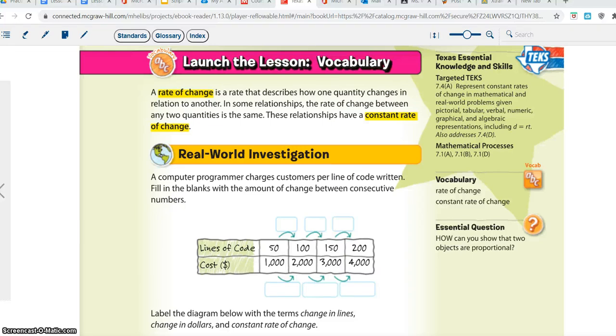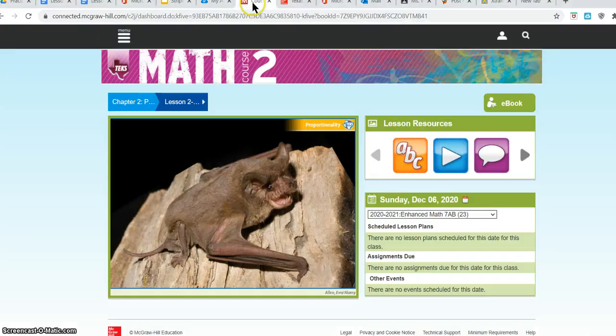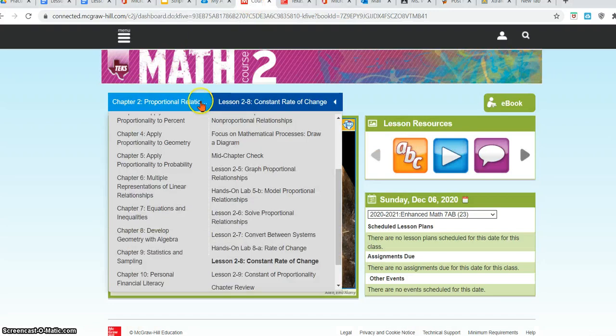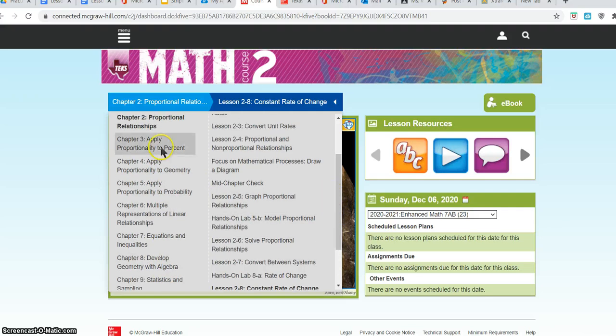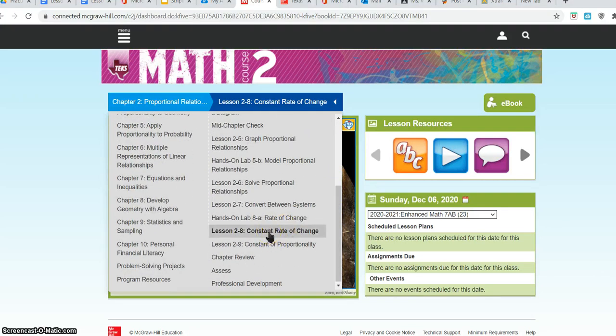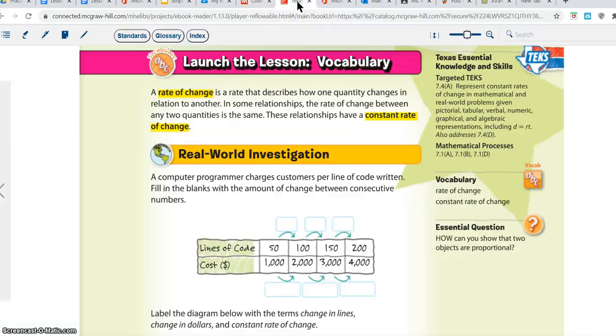Hey everyone, the other day we started using our textbook, and just as a reminder, we are on chapter 2 and we're focusing on lesson 2-8. So we will be on pages 187, basically, which we've already done, 188, 189. This one right here you're seeing is 187.